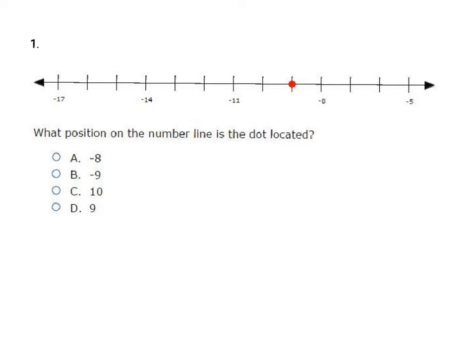These first problems are going to give you a number line, and it wants to know what position on the number line the dot is located. Well, we can see it's in negative numbers, so that means that negative numbers are going to decrease in the same way as positive versions, only they're going backwards from their positive versions. So here I'd have 5, 6, 7, 8, 9. So that's going to be negative 9, which is choice B. You just have to remember that negative numbers go backwards from what you're used to.